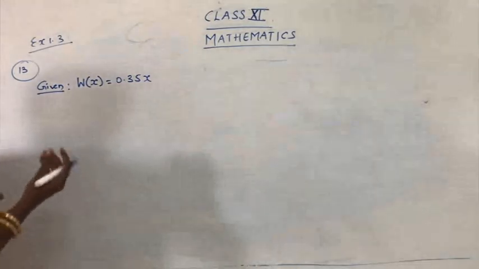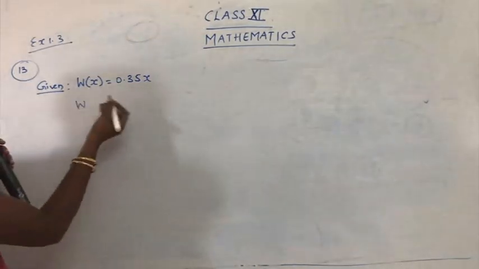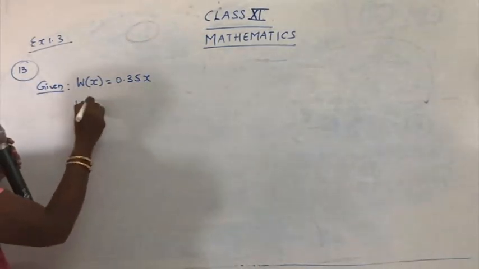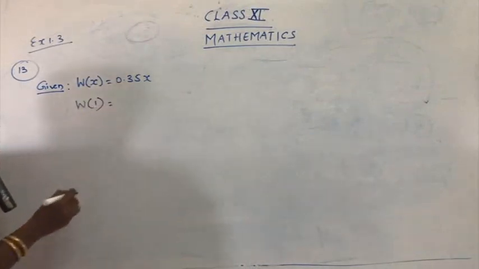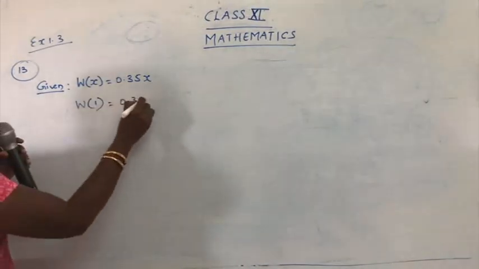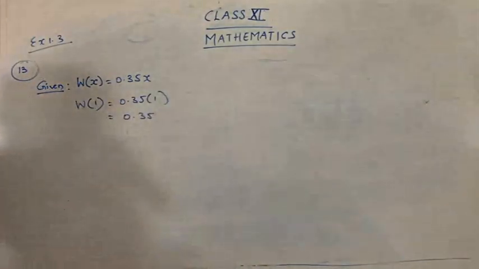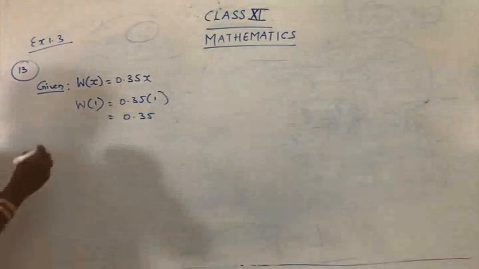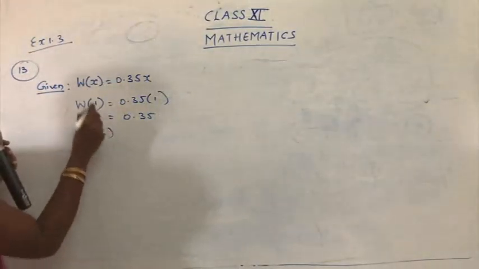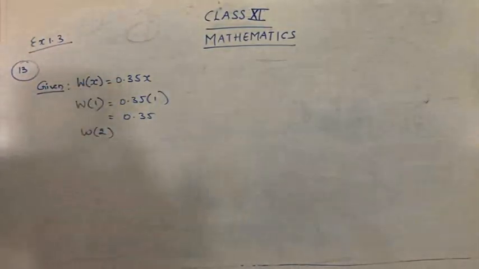So we start from 1, 0 is not allowed. Okay, so we start from 1. So what do you get here? 0.35 into 1, which is equal to 0.35. And check for W2, I'm just trying to get the value for X. That's what we have to find.